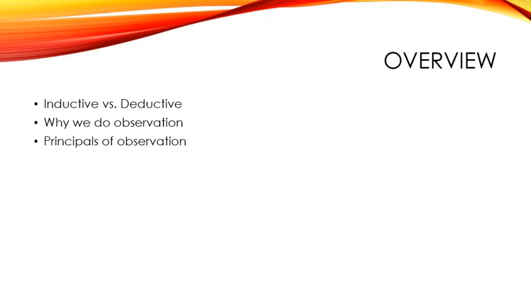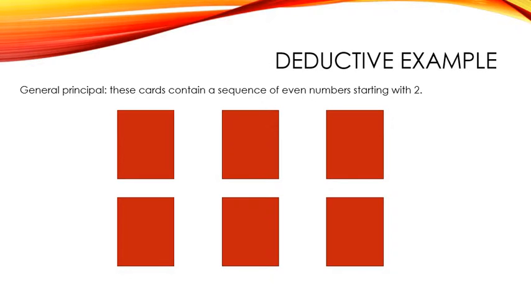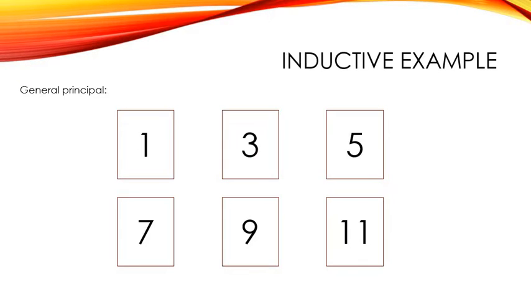So the overview, we talk about induction versus deduction. What is observation? The principles of observation. Inductive, characterized by making inference of general laws from a specific circumstance, and deductive being the opposite. Do you remember the example of inductive versus deductive? We did this example with the numbers where, given a general rule, you derive a specific situation, and this one where, given a situation, you derive a general principle.